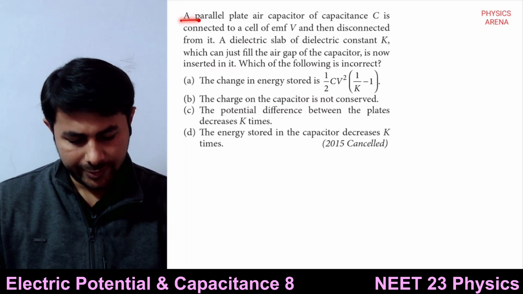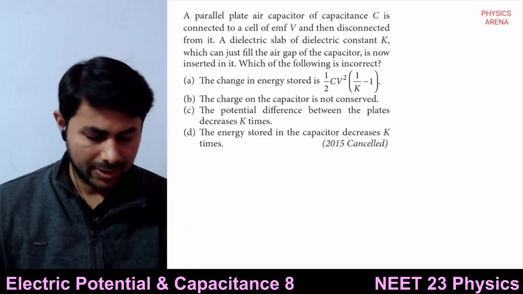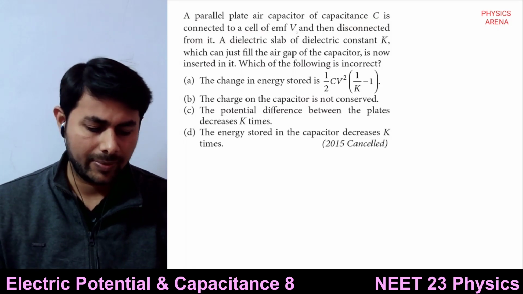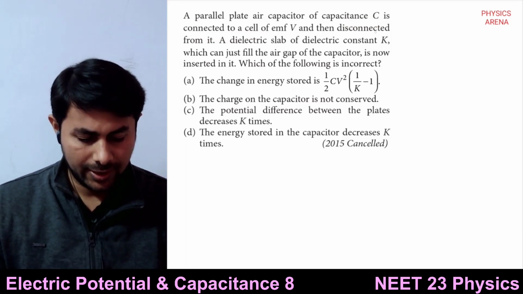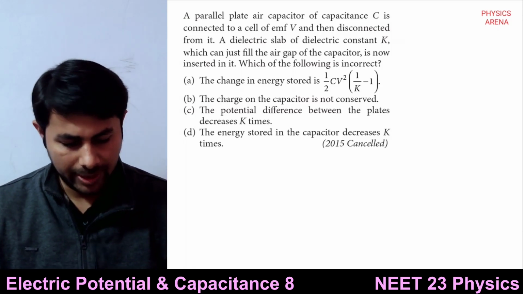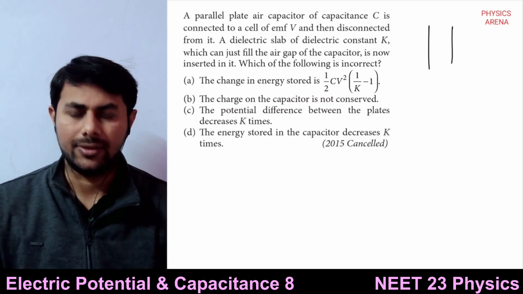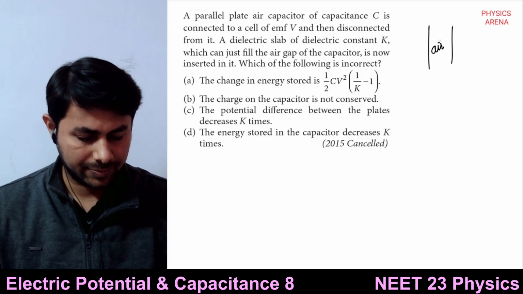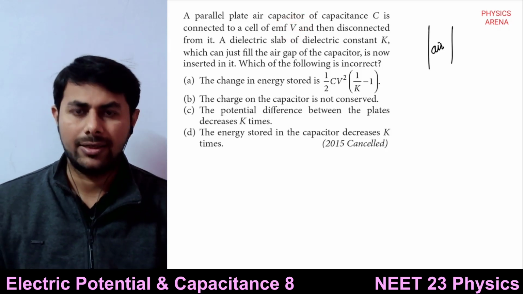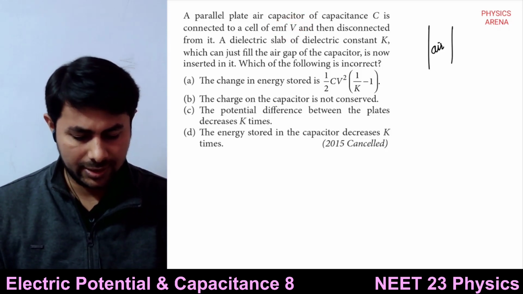A parallel plate air capacitor of capacitance C is connected to a cell of EMF V and then disconnected from it. So you have a parallel plate air capacitor. There is air between the two plates. So it is connected to some battery and then it is disconnected.